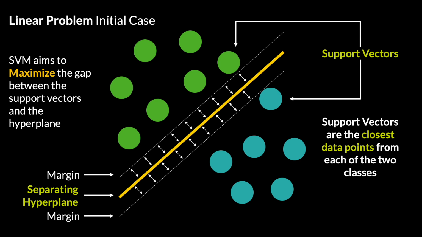Once we get the line, our classifier is ready. Then depending on where the testing data lands on either side of the line, that's what class we can classify the new data as, a green or a blue ball.